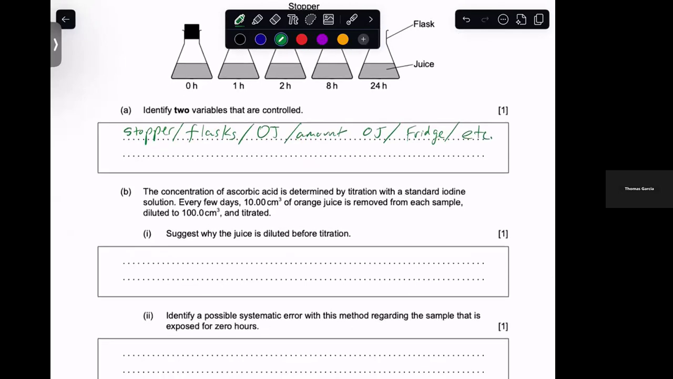The concentration of ascorbic acid is determined by titration with a standard iodine solution. Every few days, 10 centimeters cubed of orange juice is removed from each sample, diluted to 100 centimeters cubed, and titrated. So generally, we dilute it so we can notice a change better. So what I mean by that is we use a lower concentration of iodine as well. And because we're dealing with lower concentrations, we can get a more exact volume added. And so we can be more accurate.